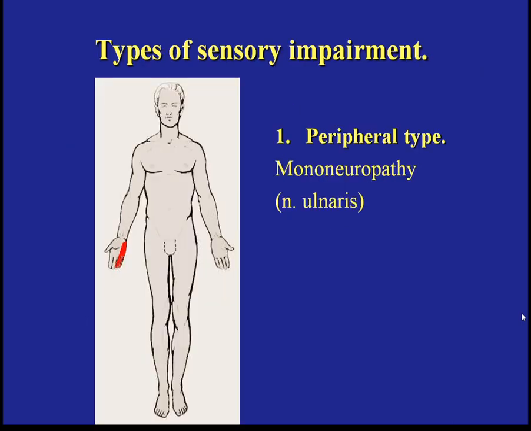Examples, please. Peripheral type, neural, mononeuropathy. In this case, nervus ulnaris. We can have pathology of all sensory modalities distally to the level of the lesion, in the autonomic zone of this nerve's innervation, like ulnar nerve pathology in the picture.